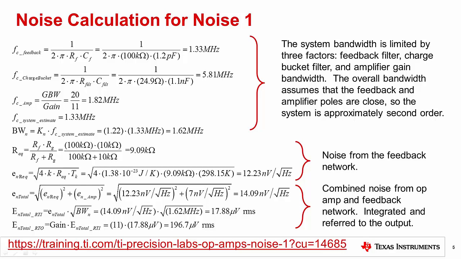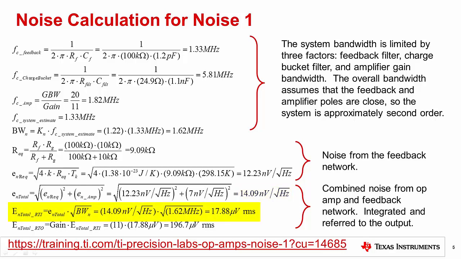In the next part of this calculation, we find an equivalent resistance for the feedback network by putting the two resistors in parallel. Then we compute the thermal noise using this resistance, Boltzmann's constant, and the temperature in Kelvin. Next, we combine the op amp broadband noise density from the datasheet with the thermal noise. In this example, the thermal noise of 12.23 nV/√Hz is combined with the op amp noise of 7 nV/√Hz to yield 14.09 nV/√Hz.